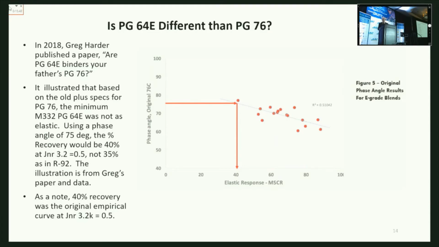And in the old PG system, the M320 system, since it's blind to modification, some states put down a maximum phase angle on the original DSR at 76 degrees, or 75 degrees phase angle, to get the elasticity. And this was one of his common plus specs.